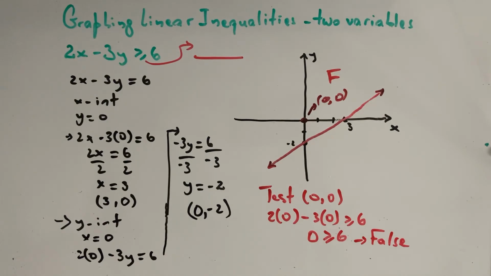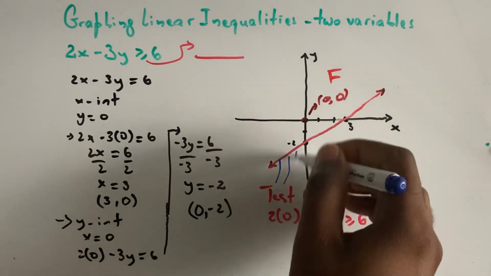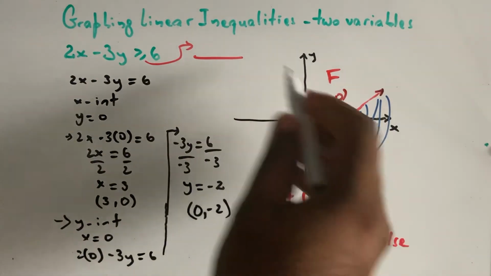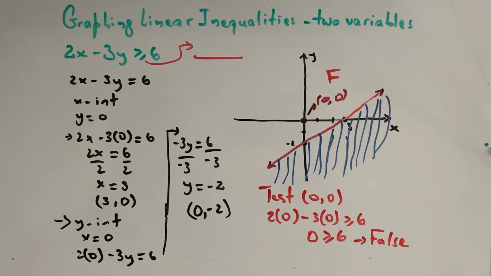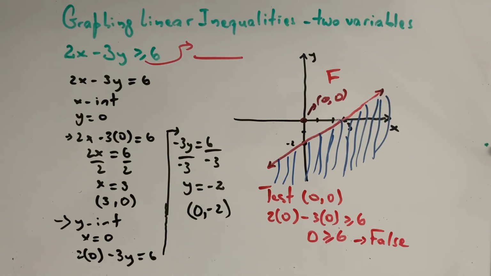So to graph this, I can just say the solution will be on this side of the line, not on the other side because it's false. So you just use the test point. By the way, it doesn't have to be 0, 0. You can choose any point that is not on the line. And remember to use a solid line here, because all the values on the line are inclusive. So this is how you graph a linear inequality in two variables.